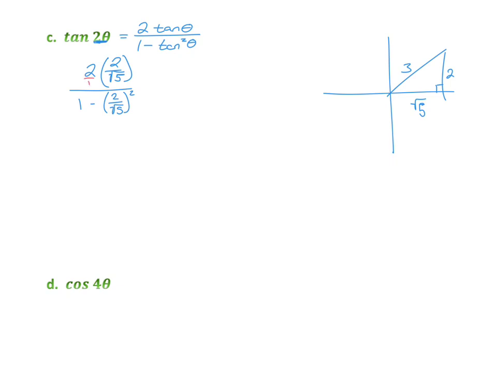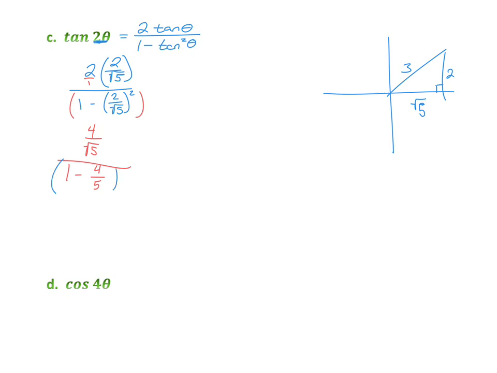I'm going to simplify top and bottom separately. So focusing on the top here, 2 times 2 is 4 over the square root of 5. On the bottom, I'm going to have 1 minus. When you square that fraction, you square the top, giving you 4, and the bottom, square root of 5 squared is just 5. We still need to combine the bottom stuff before I can do anything else.